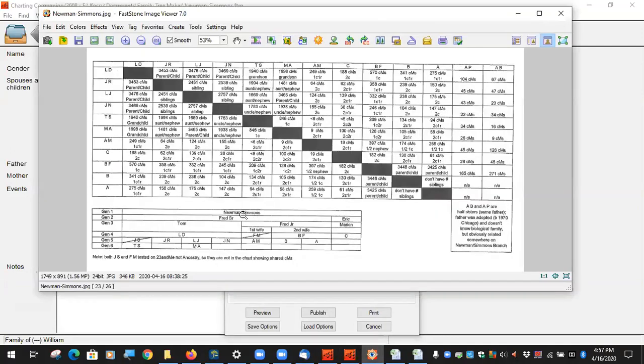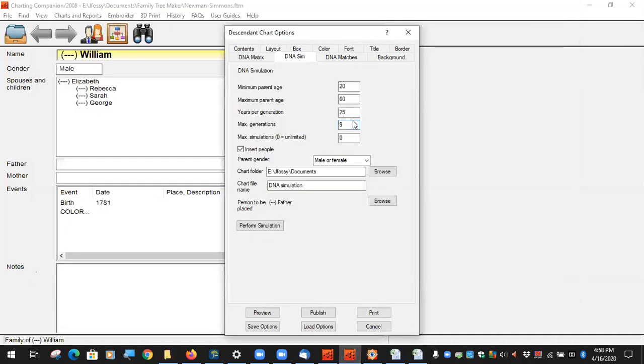okay, back on this chart here, from the Newman-Simmons down to their kids, that's already 6 generations down. And we're starting 2 generations up. So that's 8 generations that we're starting up. So you've got to do enough generations to go all the way down to the last of your matches. So I just did 1 extra, just to be on the safe side.